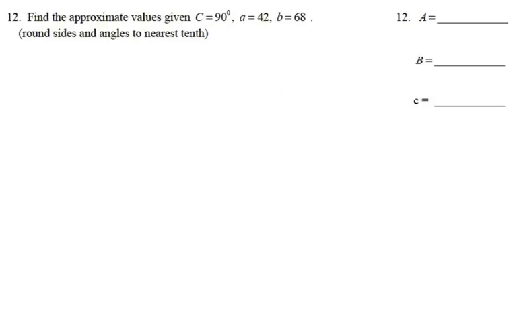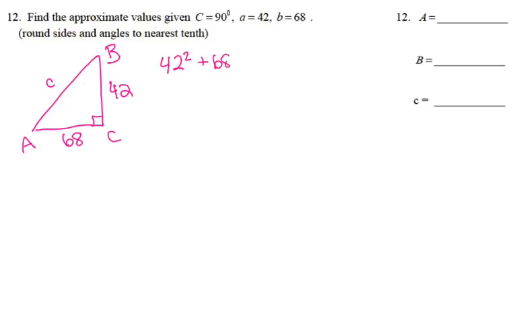Alright, for the next problem, I gave you two sides and the right angle, so I'm going to go ahead and start by drawing my triangle. There's C, A, B, right angle. I know side A is 42, side B is 68, and I don't know side C. Since I have two sides of the triangle, I can go ahead and find the third side right away using the Pythagorean theorem. So C equals the square root of 42 squared plus 68 squared. Gives me about 79.9. So side C is 79.9.